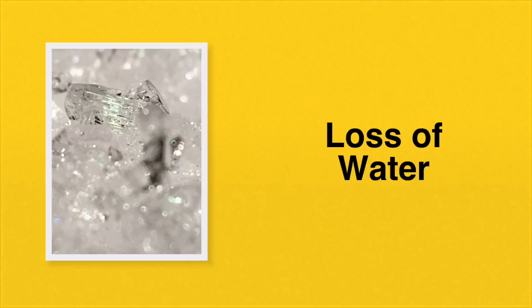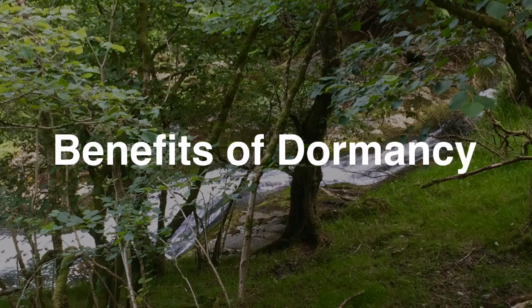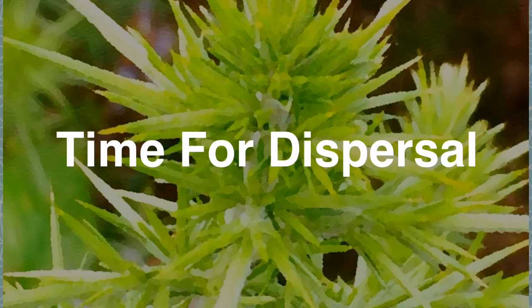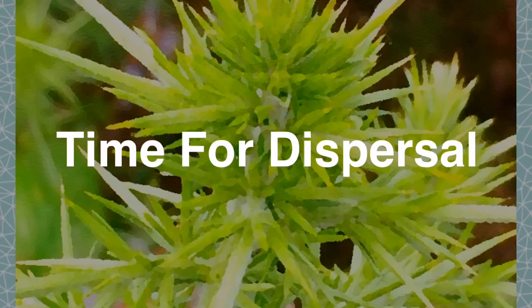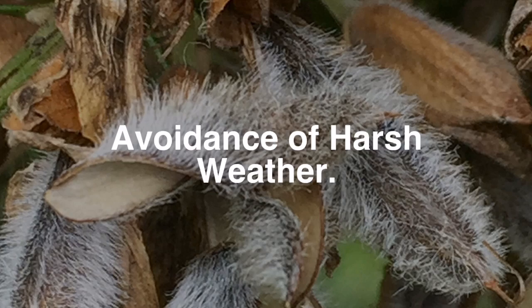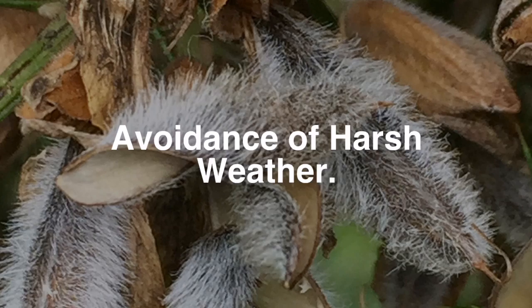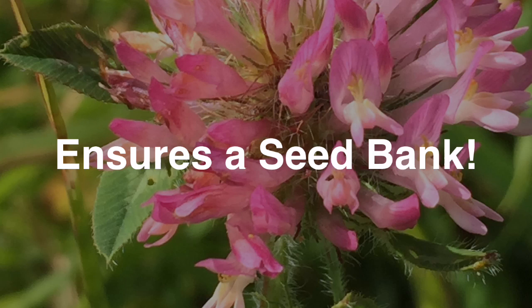Dormancy has very important benefits to seeds. Firstly, dormancy gives the seed time for dispersal. Remember, the seed needs to get as far away from the parent plant as possible. If not, it will be in competition with its parent plant. Dormancy also allows time for that embryo plant to mature. Dormancy is a way of avoiding harsh weather. It ensures that the seedling has a better chance of survival because it simply will not germinate in harsh, cold conditions.